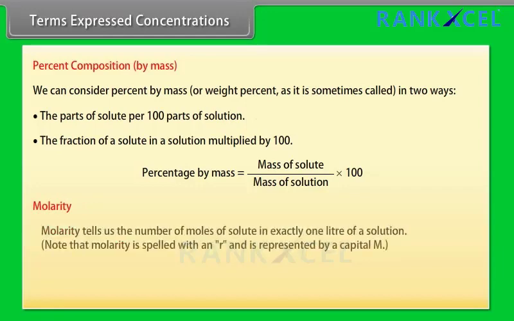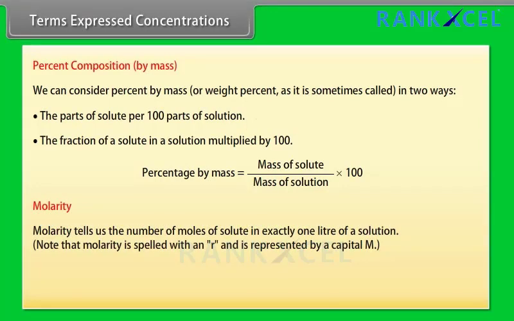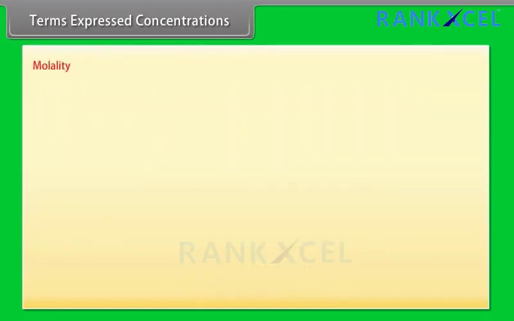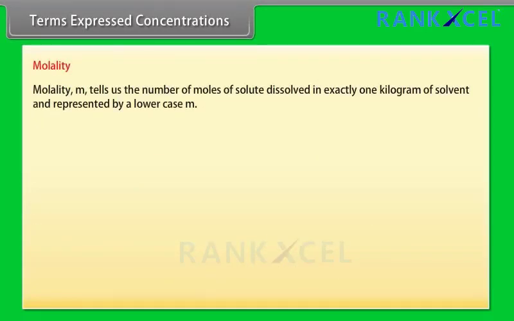Molarity. Molarity tells us the number of moles of solute in exactly 1 liter of solution. Note that molarity is spelled with an R and is represented by a capital M. Molarity is equal to moles of solute upon volume of solution in liter. Molality. Molality tells us the number of moles of solute dissolved in exactly 1 kilogram of solvent and is represented by a lowercase m. Molality is equal to moles of solute upon mass of solvent in kilogram.